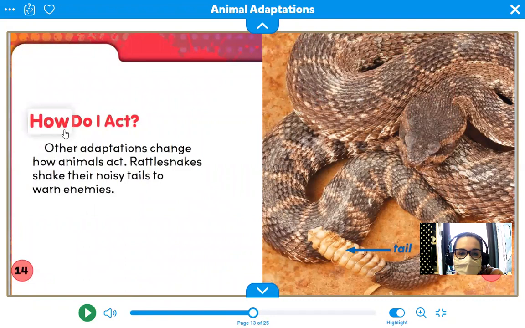Okay, heading. How do I act? So remember what headings do? Headings get you ready to read about what this is going to be about. It's like a sneak peek of what I'm going to find out. I'm going to find out in here how the way animals act helps them to survive. So it looks like I'm going to find out about this rattlesnake. Other adaptations change how animals act. Rattlesnakes shake their noisy tails to warn enemies. Here's that rattler's tail. Yikes, you don't want to run into one of those.